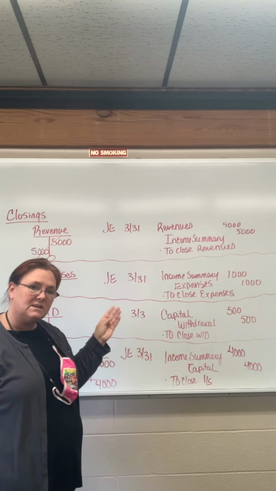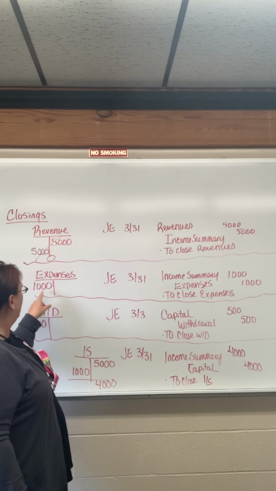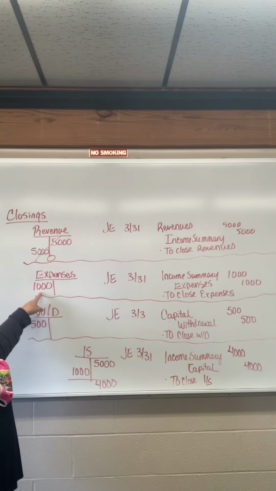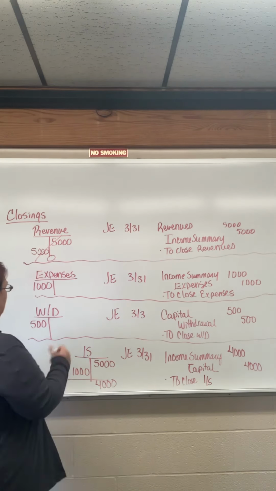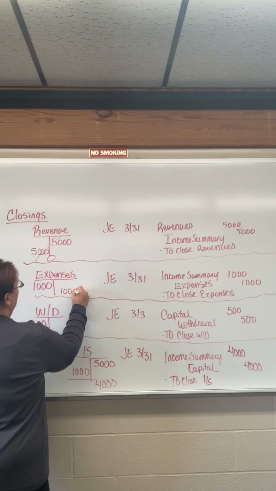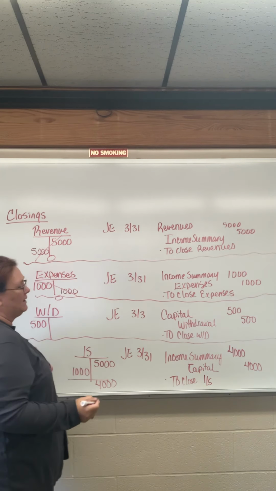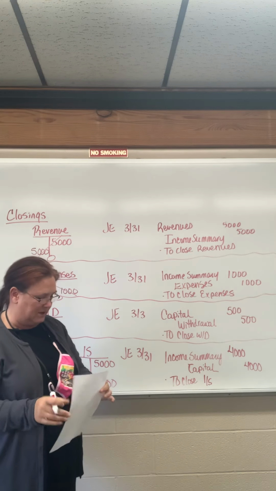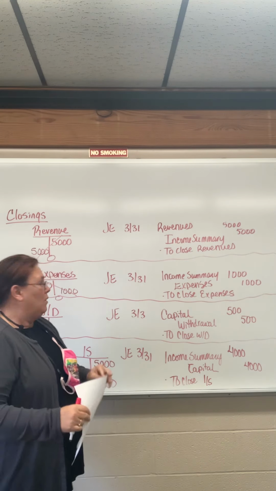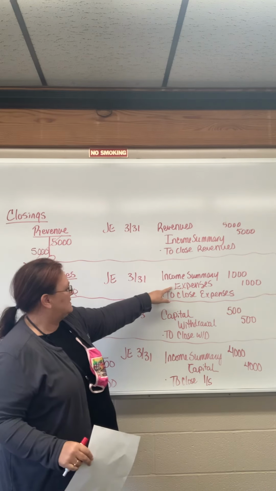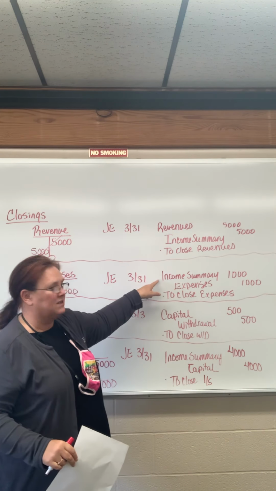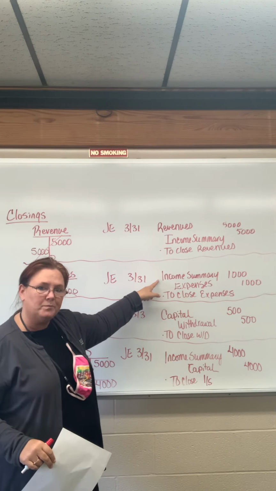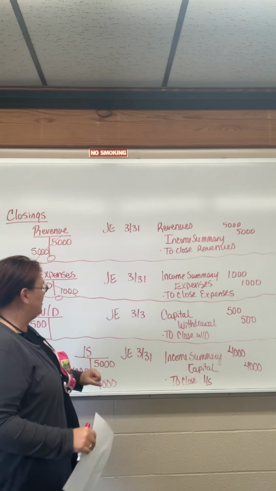The second one is expenses. Again, I gave you a debit balance of 1,000. If this has a debit balance, that means we have to credit it to close out that account and make it zero. Again, we're getting ready for the next cycle here. That's the whole purpose of closing entries. So expenses has to be the credit, and then we're just going to debit the income summary account. That's the end of that journal entry.